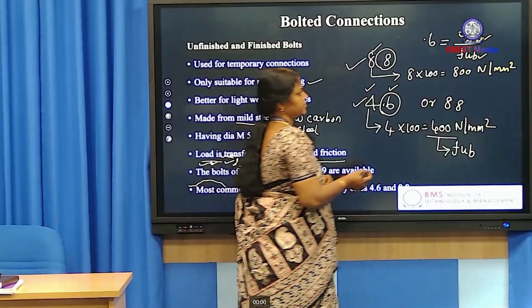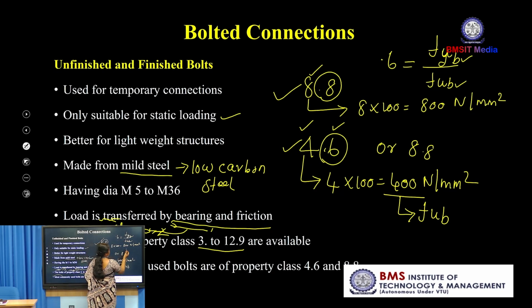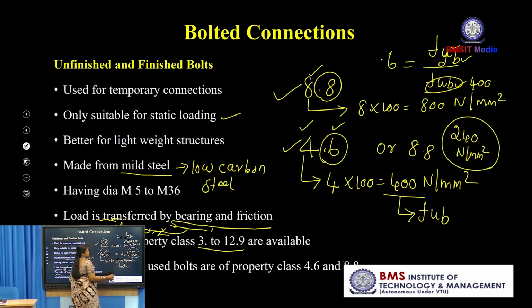We can easily find out the yield strength of the bolt. We know FUB equals 400, so 400 into 0.6 gives 240 Newton per mm square. This is the yield strength of the bolt. So the grade of a bolt is designated by the ultimate tensile strength of the bolt as well as the yield strength of the bolt.